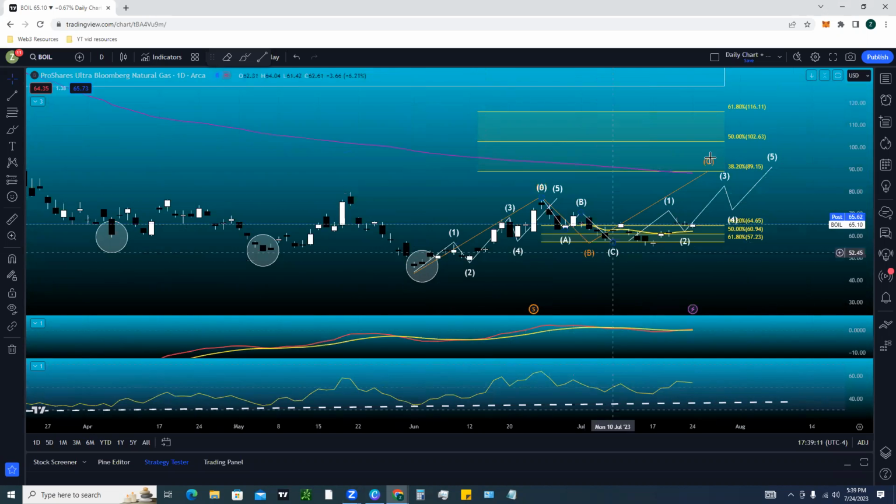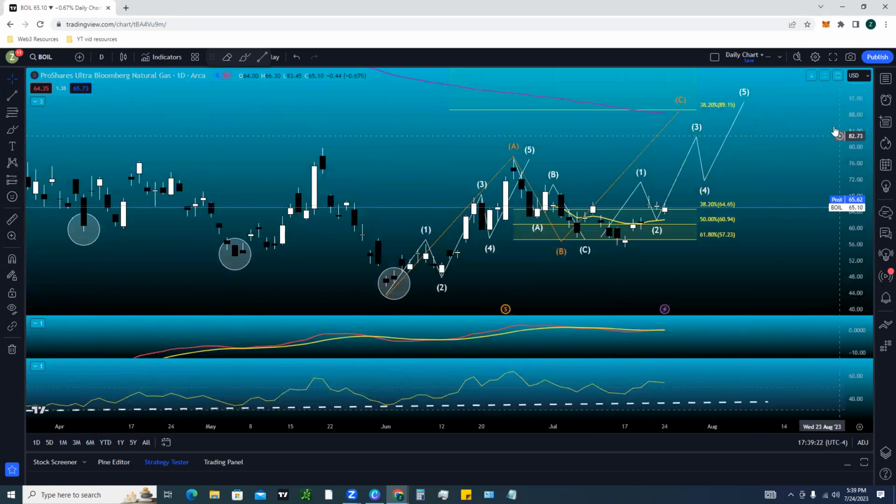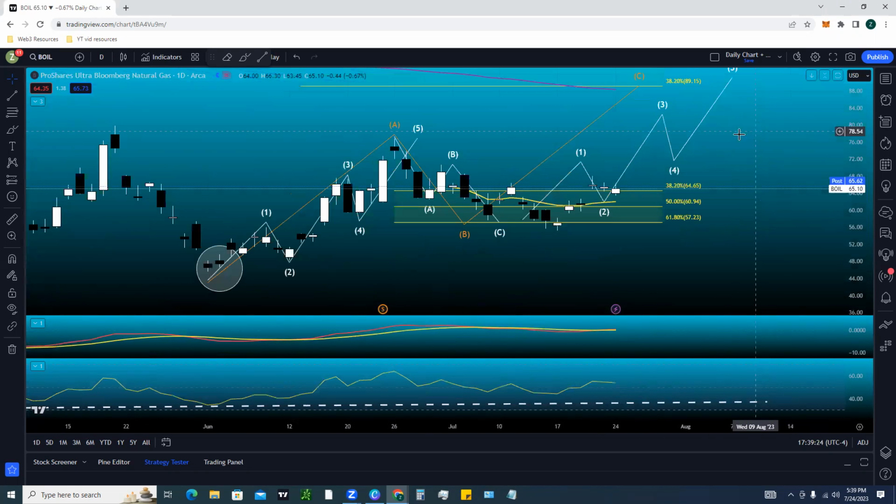So I'm looking for an ABC structure to the upside. Your A wave and your C wave should be 5-wave impulsive moves, and then your B wave right here should be an ABC correction. Now, to me, it seems to be following the analysis very well, and it seems that we're starting to get our wave 2 pullback of the possible next 5 up. That's going to take us up to around $89.